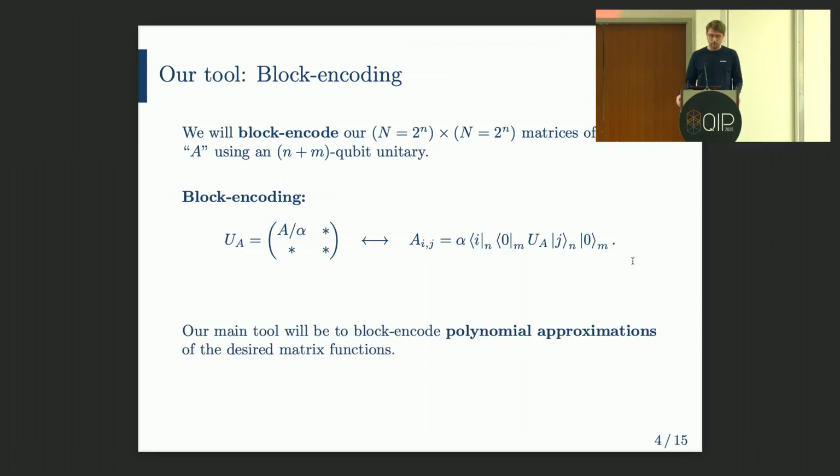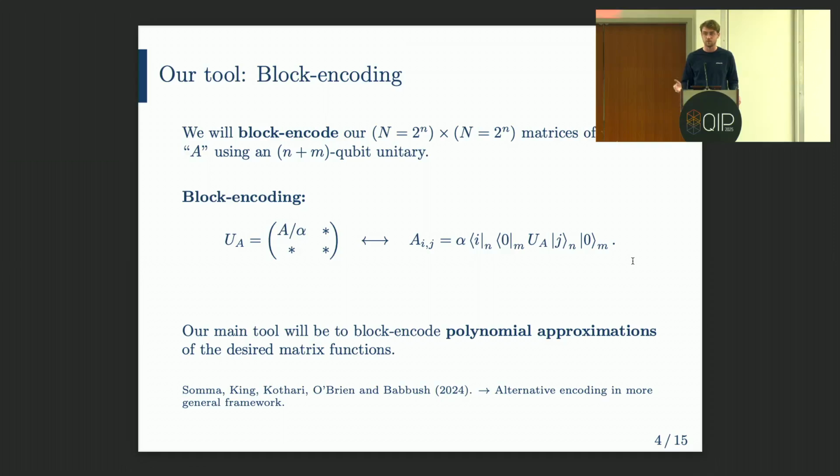And in order to block encode the matrix functions of interest that I had on the previous slide, we will use an existing technique for block encoding polynomials of a sparse matrix by first polynomially approximating the matrix functions of interest and then directly block encoding those polynomials. And just to mention here that our tool here is the block encoding, and there's a related, independent, very nice work by Google, where they have an alternative encoding into the entries of a so-called shadow state.